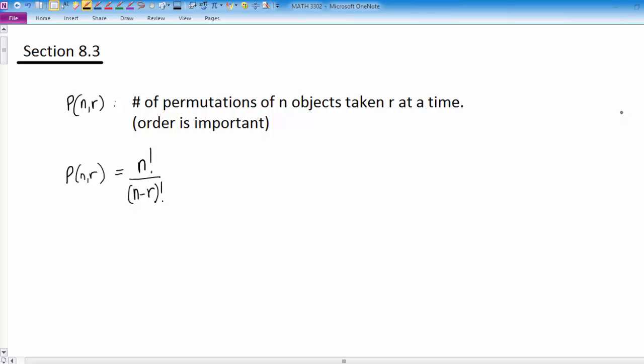Here's the formula for the number of permutations of n objects taken r at a time. It's given by n factorial divided by n minus r factorial. Let's take a look at one example.